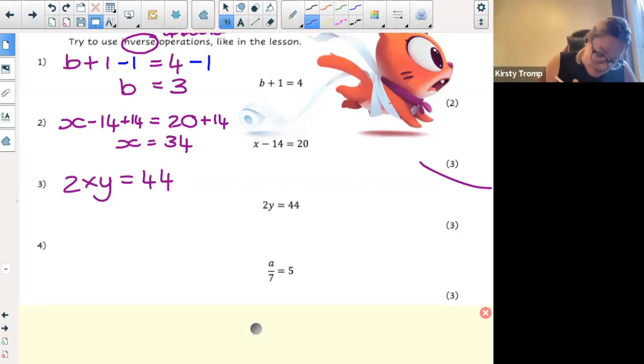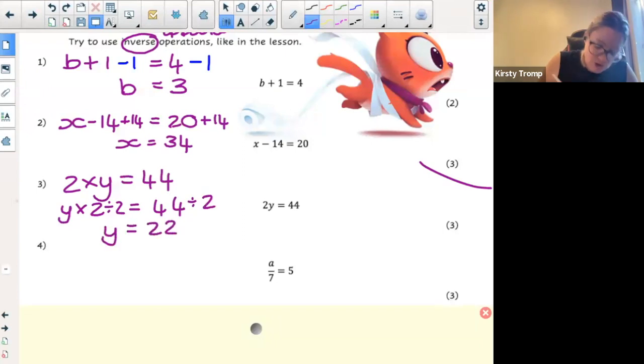Okay, so Itandile explained it one way. I'm going to explain it to you guys another way. So another way of saying 2y is the same as saying y times 2 equals 44. What's the opposite of timesing by 2? It's dividing by 2. And whatever I do to the one side, I must do to the other side. So y is going to be equal to 22. Another way you can say it to yourself is 2 times by what equals 44? 2 times by 22 equals 44.